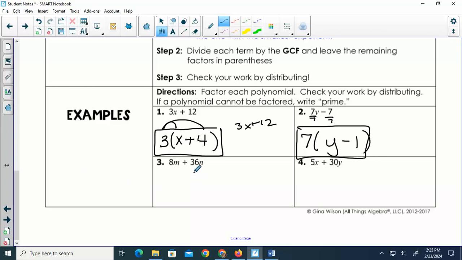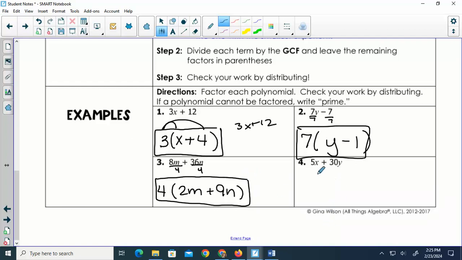Can you do 36 divided by 8? It doesn't work out evenly, so we have to go smaller. Can you do 4? 4 would work. Okay. What is 8m divided by 4? 2m. What is 36n divided by 4? 9n. And I couldn't take out a variable because they don't have anything in common. One has m, the other has n. They're not the same.